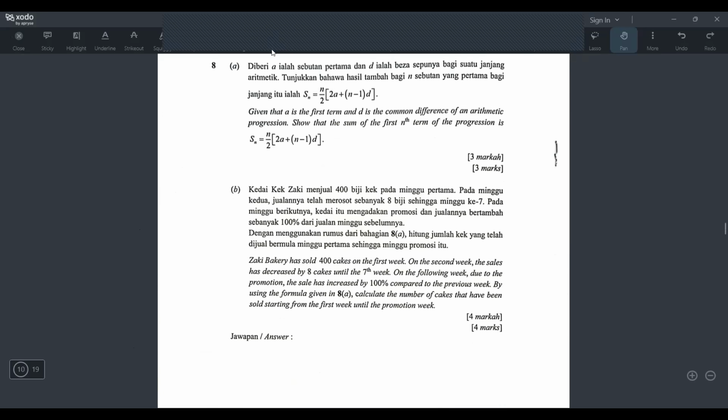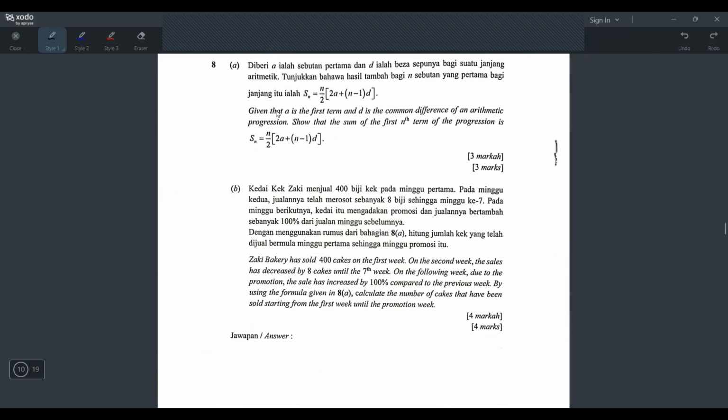Okay, let's continue with number 8. Number 8 says, given that a is the first term and d is the common difference of an arithmetic progression. So very obvious, this is the progression chapter, Form 4 chapter also. Show that the sum of the first n terms of the progression is given by this formula. Okay, they want you to prove this formula, right? So how do you prove this formula?